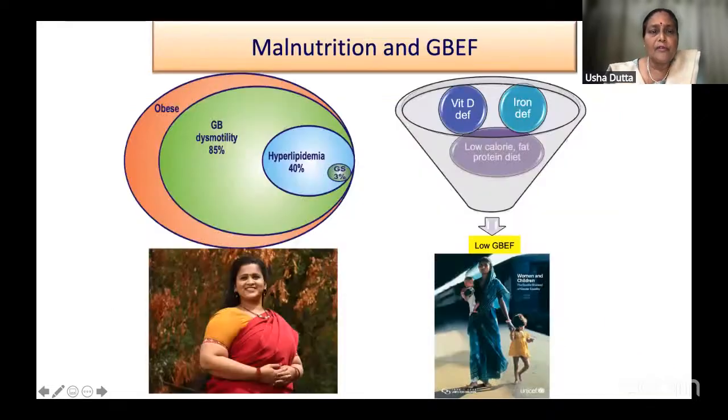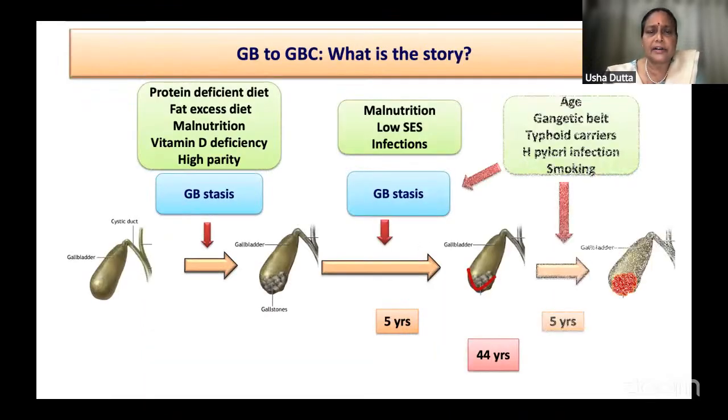So moving forward, it is a combination. And as I said, even obese people have gallbladder dysmotility. So on both ends of the spectrum, we are having a problem of a metabolic disease. So what is the story in our country? We start with young women having gallstones because they undergo multiple pregnancies and they are in a nutrition deficient situation and protein deficient, fat excess situation, vitamin D deficiency, higher parity.